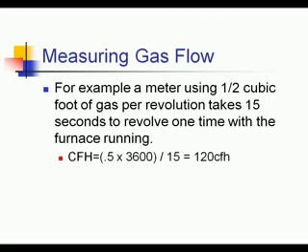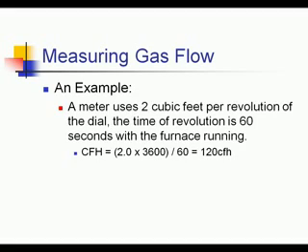To calculate the gas flow, which is cubic feet per hour, take the cubic feet per revolution, multiply by 3600, and divide it by the time of revolution in seconds. The number 3600 converts the seconds to hours. For example, a meter using half a cubic foot of gas per revolution takes 15 seconds to revolve one time with the furnace running. So you have 0.5 times 3600 divided by 15. You should have 120 CFH.